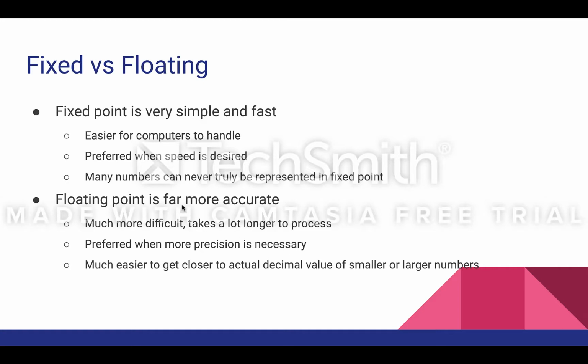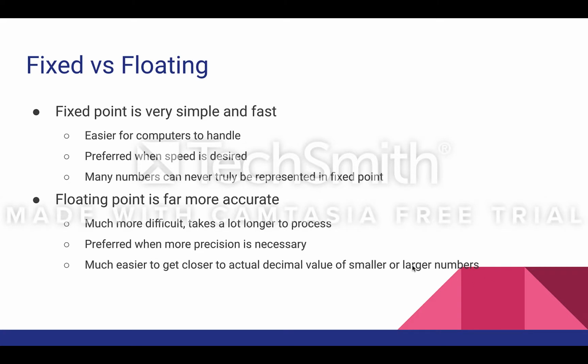Floating point is a lot more precise and accurate, but it's more difficult because the computer has to figure out how many bits to designate to each portion. But when you want precision over speed, you should use floating point. It's a lot easier to get the actual value, or at least get a lot closer to it, because you can go a lot further into the decimal portion.